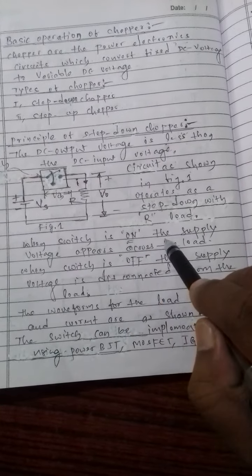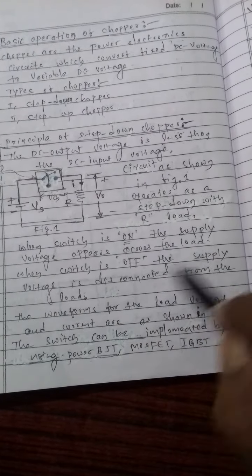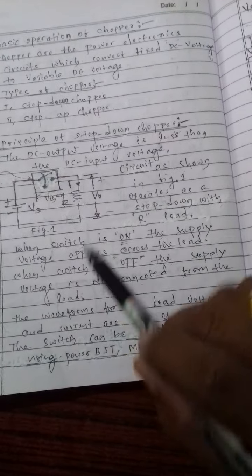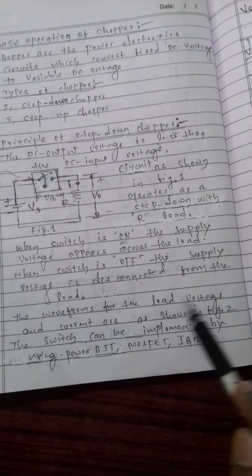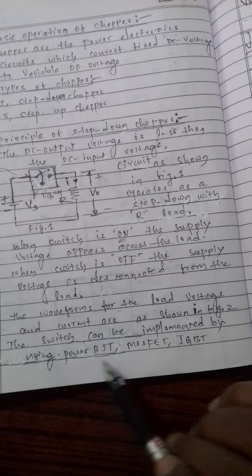When the switch is on, the supply voltage appears across the load, and when the switch is off, the supply voltage is disconnected from the load. The waveforms for the load voltage and current are as shown in the figure. The switch can be implemented by using a power BJT, MOSFET or IGBT.